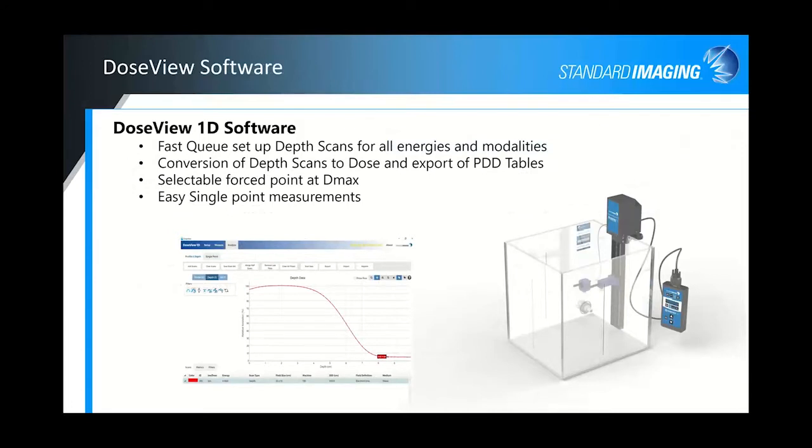So with that fast queue setup, you can do all your depth scans for all energies and modalities. We have conversion of the depth scans to dose for getting PDDs and your export of your PDD tables, your generation of those tables. We have a selectable force point at Dmax, so you can always be assured that you get a measurement point at that specific Dmax position. And we also have a component in the software for single point measurements as well as your depth curve measurements.